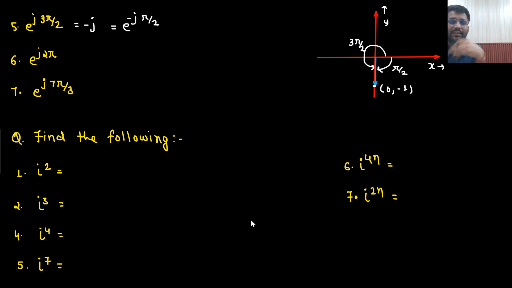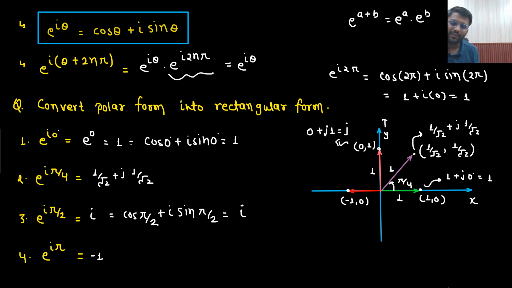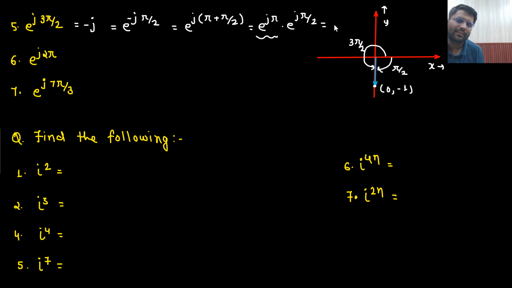Okay. There is another way of writing it down. What is the other way? Can anyone think? Sir, e to the power j 3 pi by 2 could be written as pi plus pi by 2, right? Can I write it down as e to the power j pi dot e to the power j pi by 2? This is 3 pi by 2, no? So pi plus pi by 2, e to the power j pi, e to the power j pi by 2. What is the value of e to the power j pi? Minus 1. So it could be written as minus e to the power j pi by 2 as well.